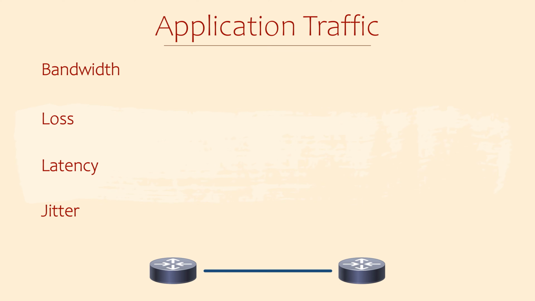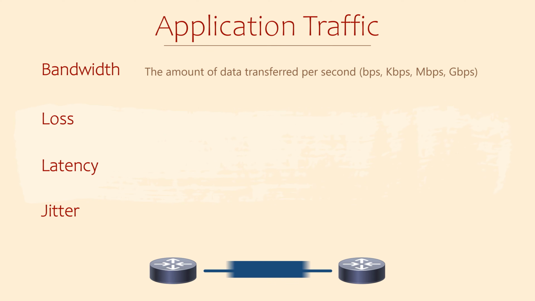In networking, bandwidth refers to the amount of data that needs to be transferred. We measure the maximum bandwidth of a link by the maximum number of bits per second that it can transfer. Some applications, such as video streaming, need a lot of bandwidth. Others, like using SSH to manage a router, need very little bandwidth.